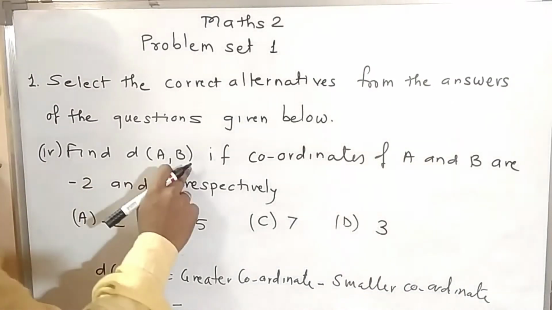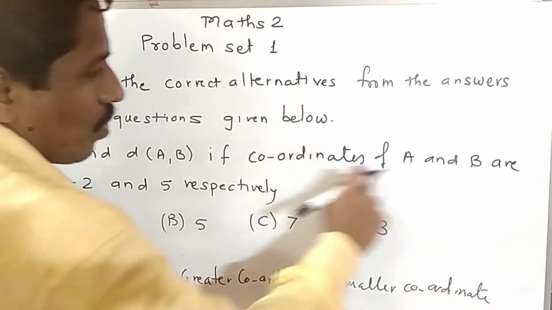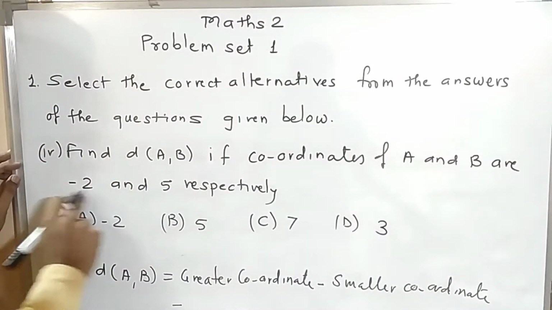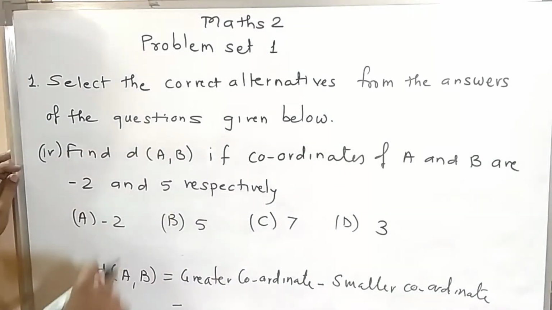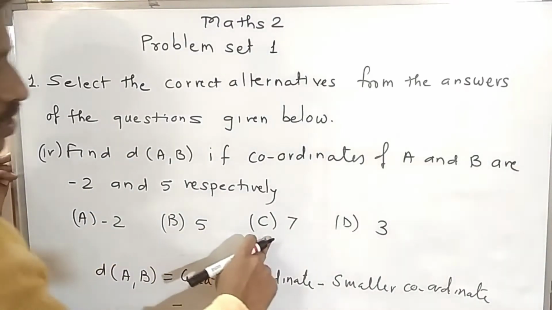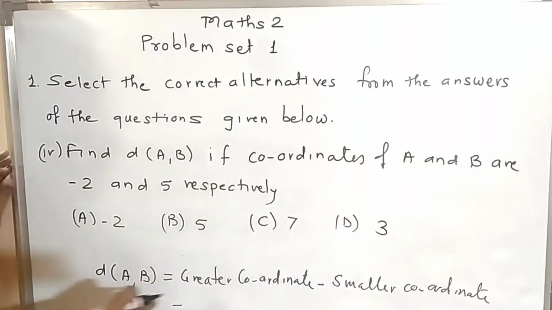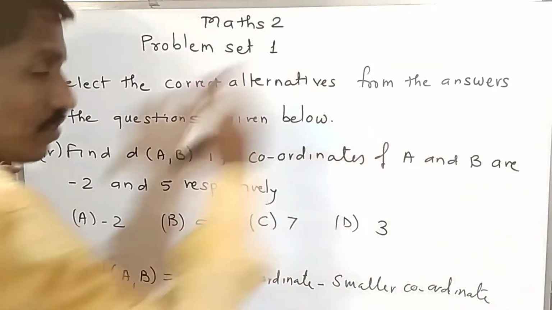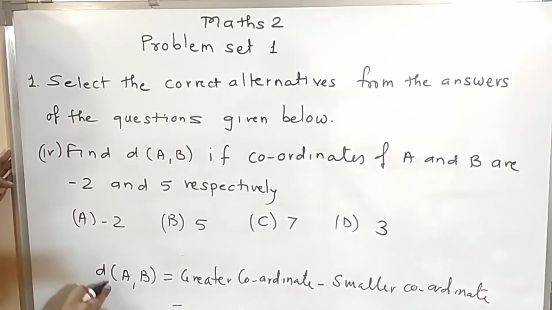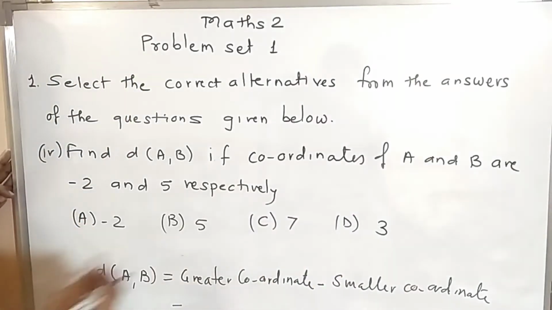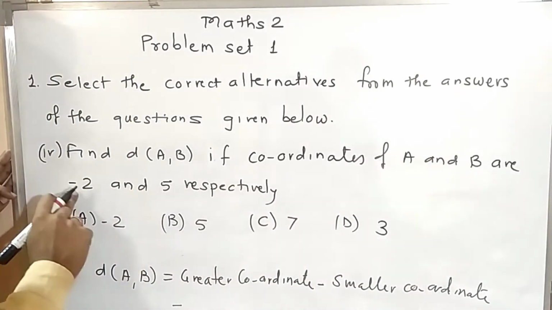Question number 4. Find distance AB if coordinates of A and B are -2 and 5 respectively. Options are A is -2, B is 5, C is 7 and D is 3. So first I have to find out distance AB since coordinates are given to me. So what is the formula? Distance AB is equal to greater coordinate minus smaller coordinate. What are the coordinates? 5 and -2.